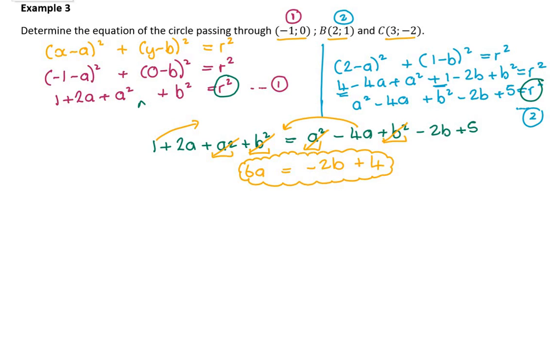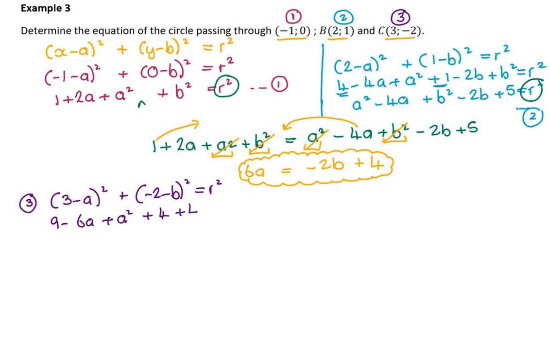However, if we now go substitute in point 3 and we use either equation 1 or equation 2, we can create another equation involving a and b, and then we can solve them simultaneously. So from point number 3, let's go substitute it in. So this is 3 minus a squared plus negative 2 minus b squared is r squared. So this is 9 minus 6a plus a squared plus 4 plus 4b plus b squared equals r squared. I can possibly neaten it up, but it doesn't really matter. This is equation number 3.